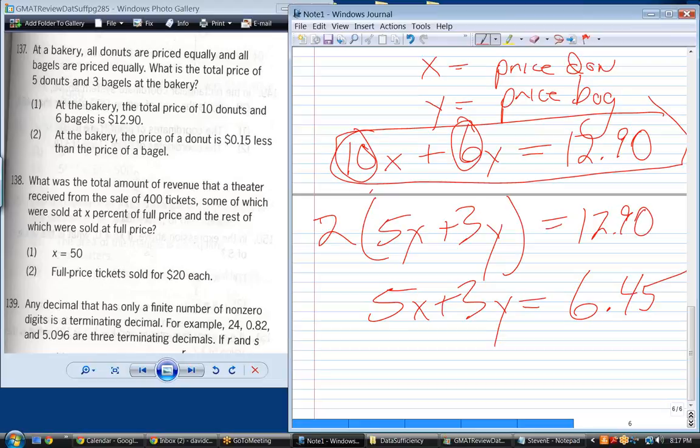You got to be very careful when they ask a question like this. In other words, they didn't ask what the price of a donut was. If they'd asked what the price of a donut was, we could not have figured this out. They asked a very unusual question. What's the price of 5 donuts and 3 bagels precisely? And even though we have 2 equations and one unknown, we can solve for 5x plus 3y. I just did. It's 645.